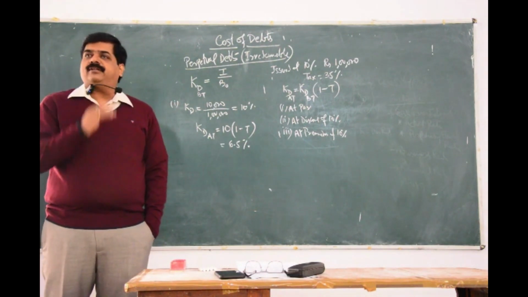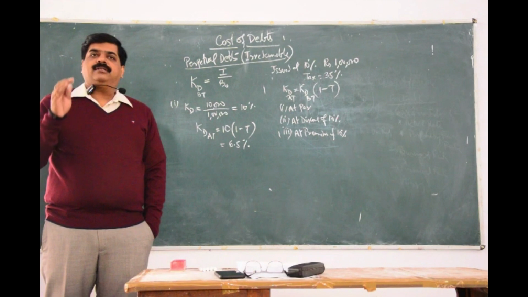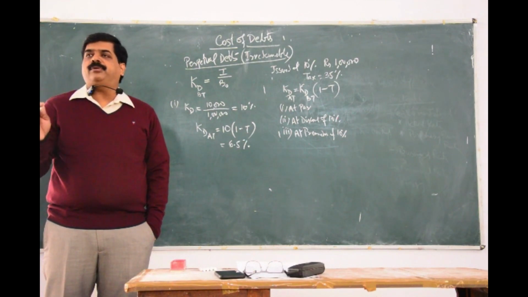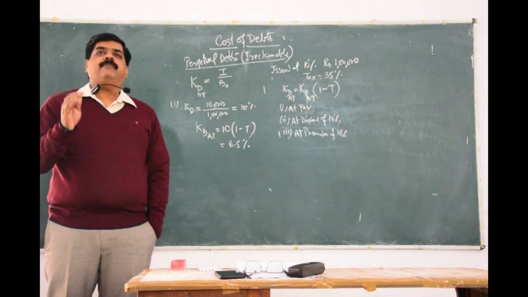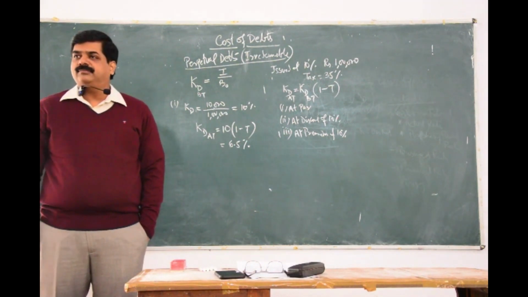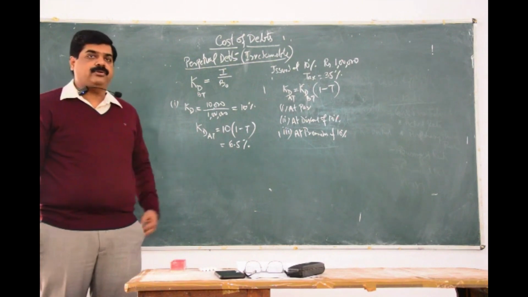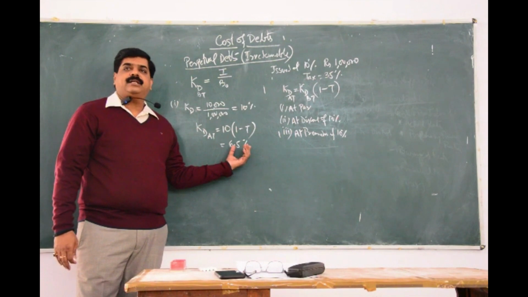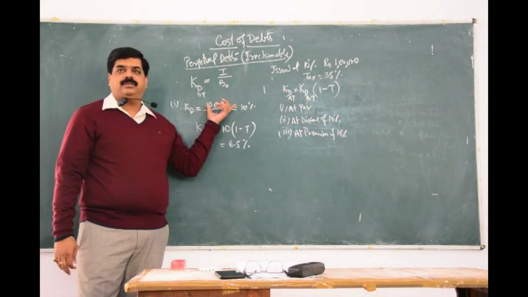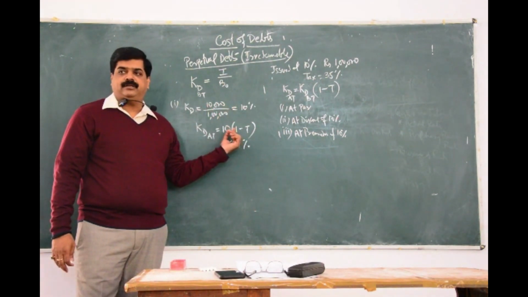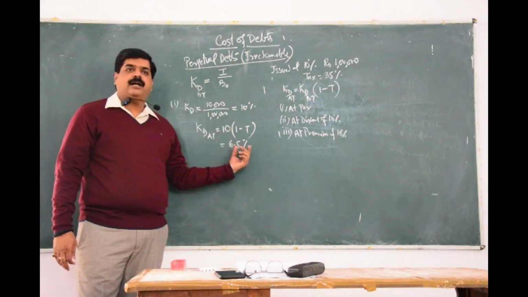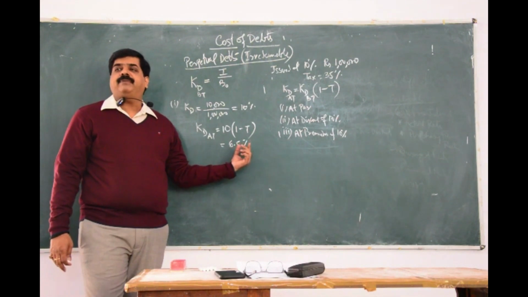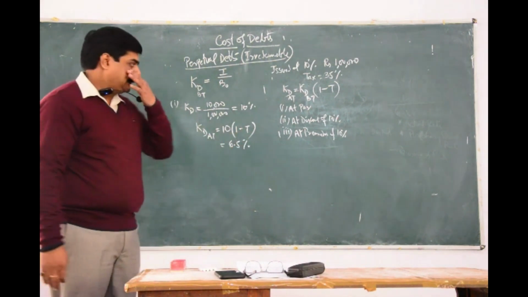As you are aware, the interest amount that is paid to the debt holder always helps us in reducing our tax liability. We have discussed this earlier also. So you can see that the interest being paid is 10,000, which is 10%, but the cost to the company is only 6.5%. That means 3.5% is being saved by the company.